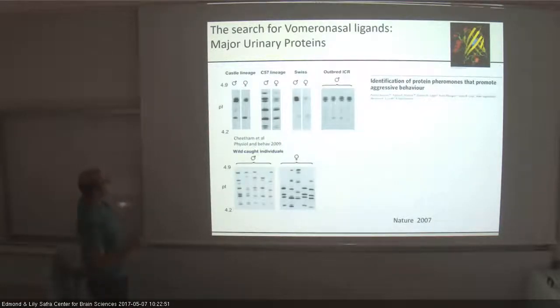What these images show you are biochemical separations on a gel, and each band shows you one type of protein. The point here is that different mice have different combinations of these major urinary proteins, these MUPs. Each one is one MUP. There are about 20 different MUPs overall, and different strains of mice or different individual mice in the wild will each have a different combination of MUPs.